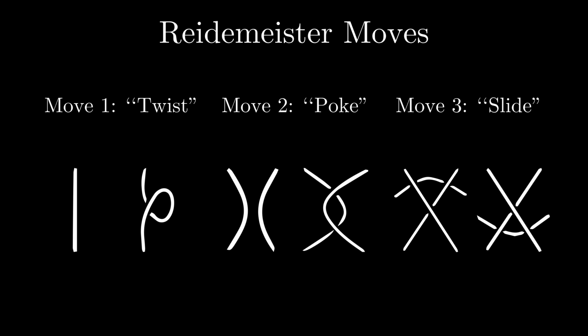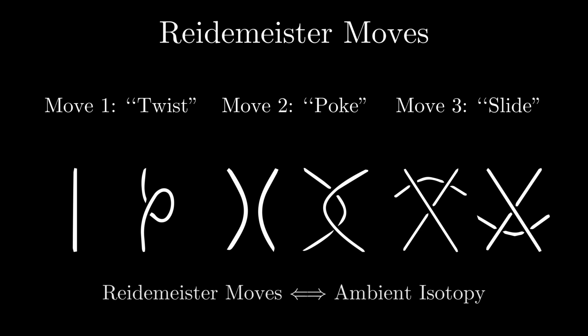This incredible revelation gives us a way to show if 2 knots are the same. If you can transform a knot into another knot via any series of Reidemeister moves, then the 2 knots are equivalent up to ambient isotopy. This is a really powerful tool, particularly for showing that 2 knots are the same. However, how can it be used to show that 2 knots are different?